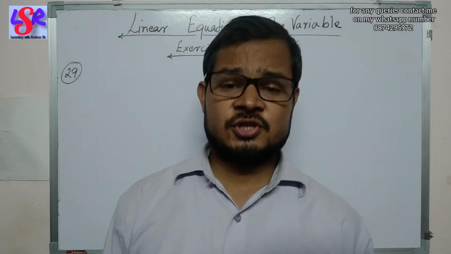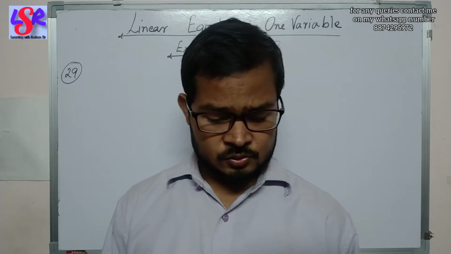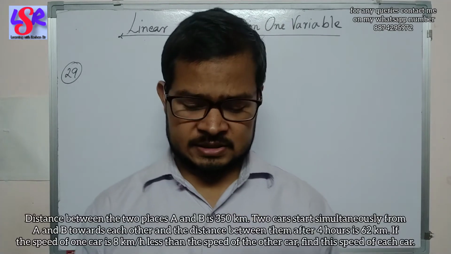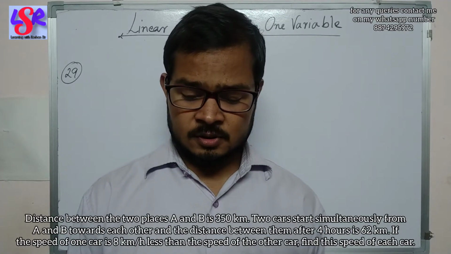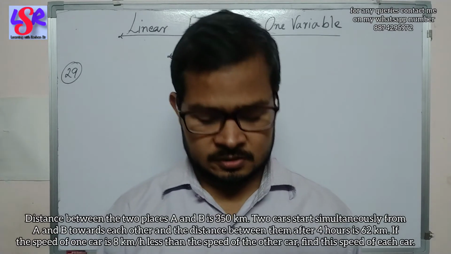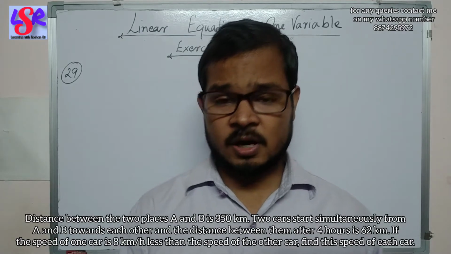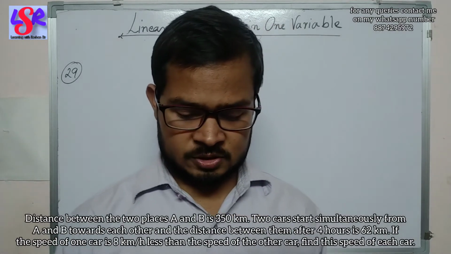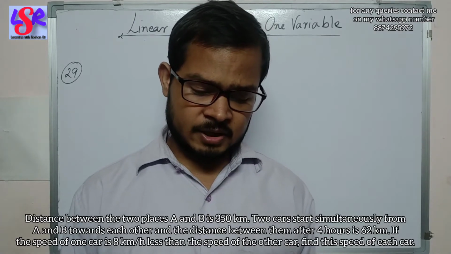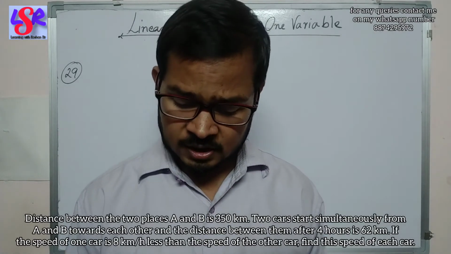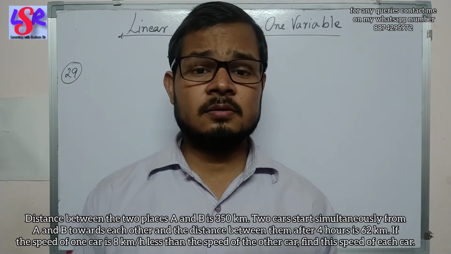Now let's move to question number 29. Here in this question we have the distance between the two places as 350 kilometers. Two cars simultaneously start from points A and B towards each other, and the distance between them after 4 hours is 62 kilometers. If the speed of one car is 8 km per hour less than the speed of the other car, find the speed of the cars.